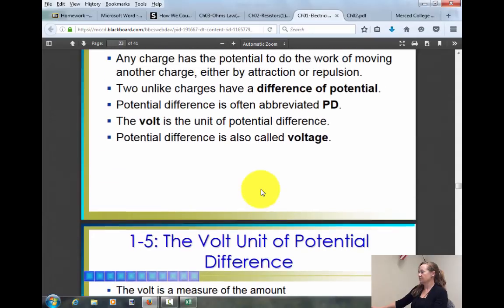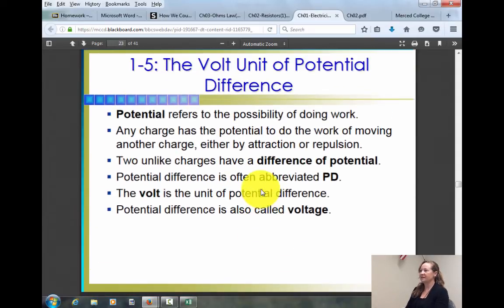So we'll move on to voltage here. Now last class we were measuring our voltage inside of our Arduinos. And everybody measured voltages hopefully successfully. But remember, voltage is your potential. Your potential refers to the possibility of doing work. Any charge has the potential to do the work of moving another charge, so moving these electrons.